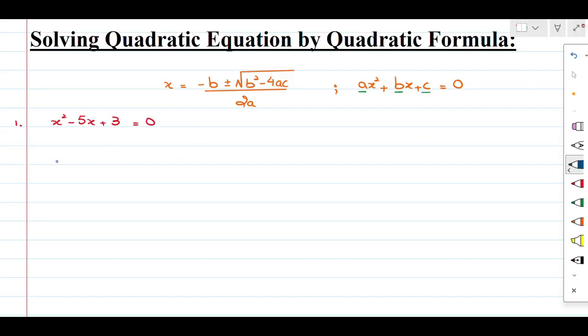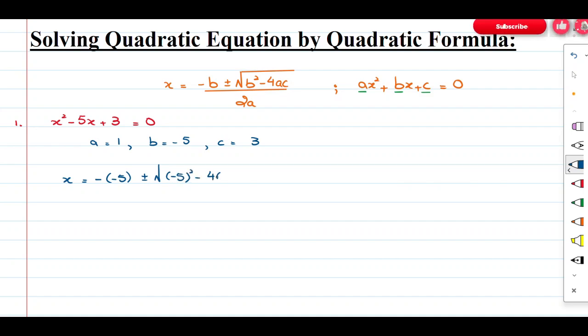Okay, so what are your a, b, c? a is the coefficient of x square, which is 1, b is the coefficient of x, which is minus 5, and c is my constant term, which is 3. Now I'm applying quadratic formula. x is equal to minus b, so minus, and b is minus 5, plus minus square root of b square, minus 5 square, minus 4 times the a value, which is 1, and c is 3. Everything divided by 2 times the a value, which is 1, and don't forget to put the square root as well. Okay, so this is the quadratic formula.